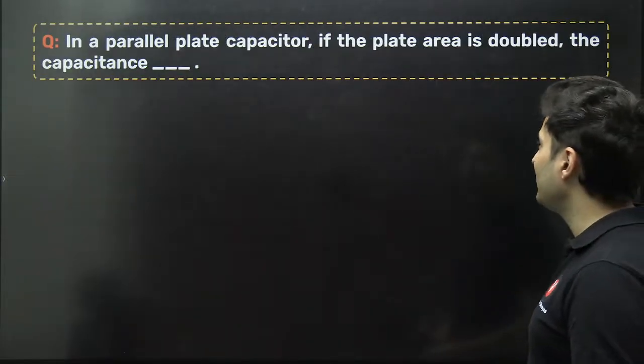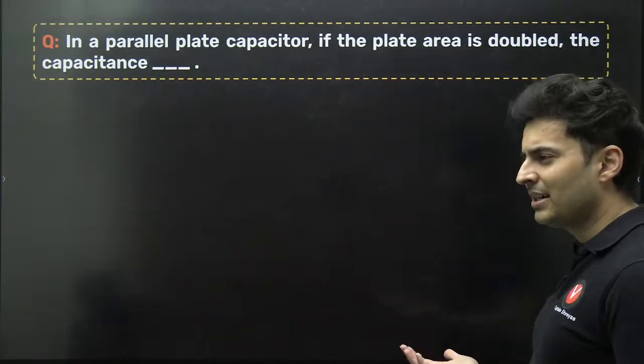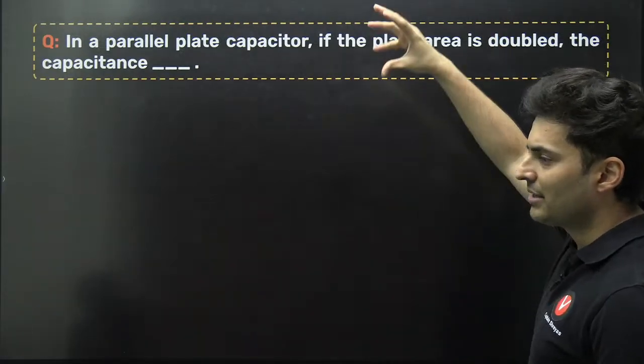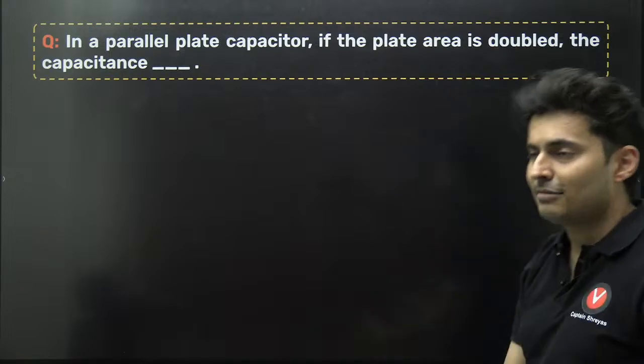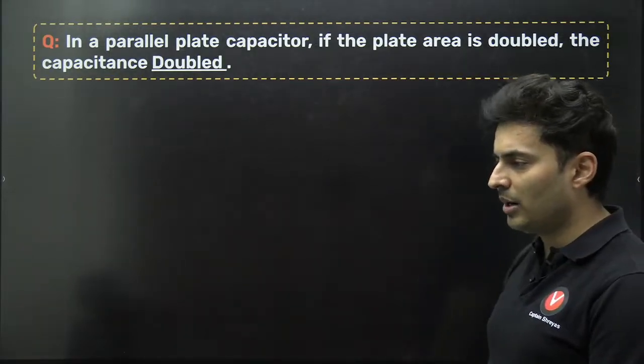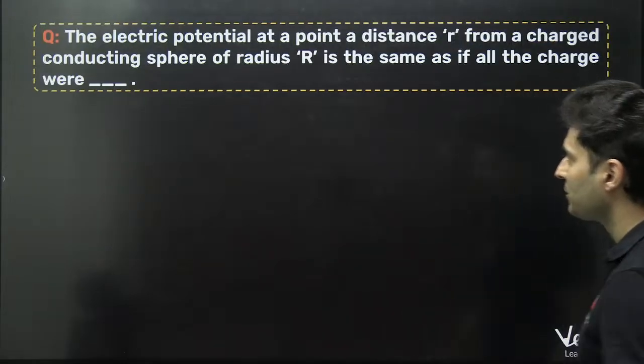In a parallel plate capacitor, the plate area is doubled. The capacitance is epsilon naught A by D, so with area doubled, capacitance is also doubled. So the answer is doubled. Very, very good. Perfecto, my dear warriors.